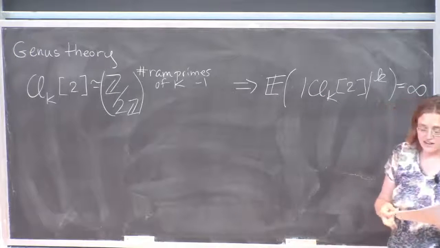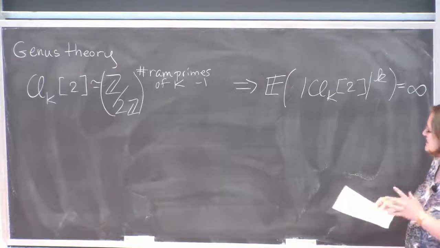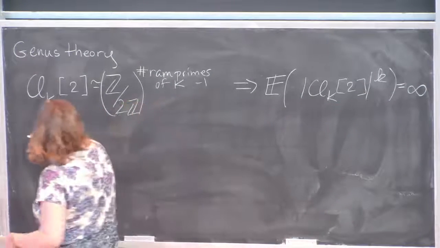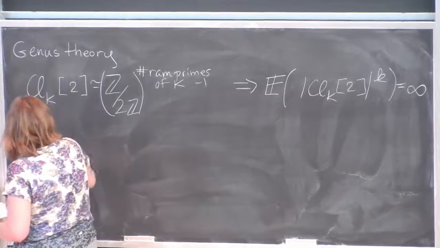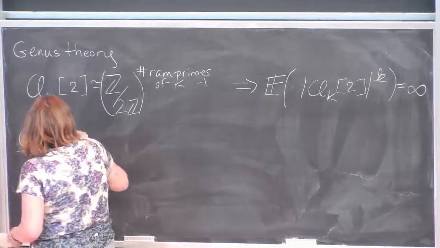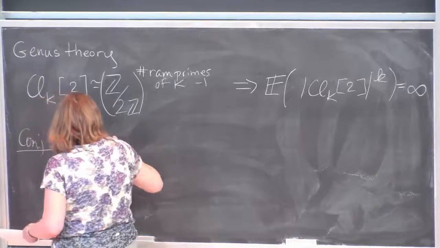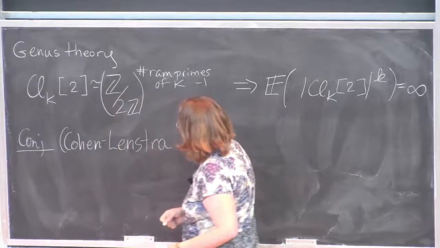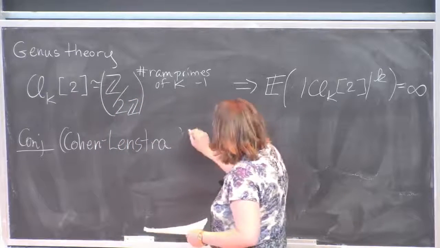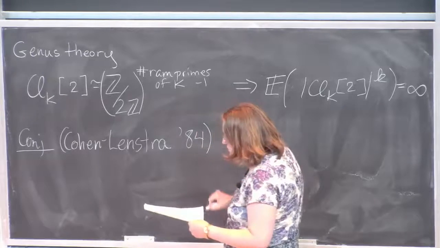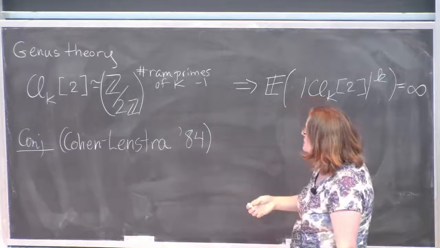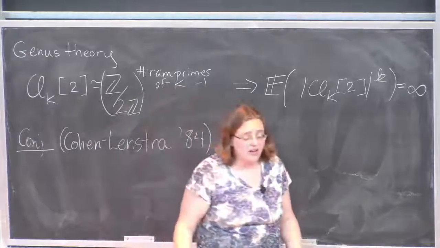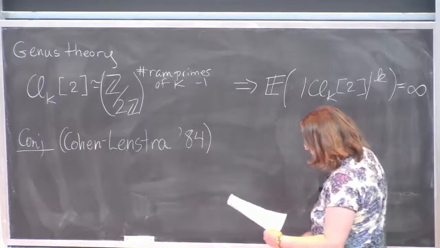Okay, so that actually doesn't feel like it gives you great information. On the other hand, so that's for p equals 2. On the other hand, the Cohen-Lenstra heuristics, which are a conjecture from 1984 by Cohen and Lenstra, say how the rest of the class group should act, the odd part of the class group of a quadratic field should act.